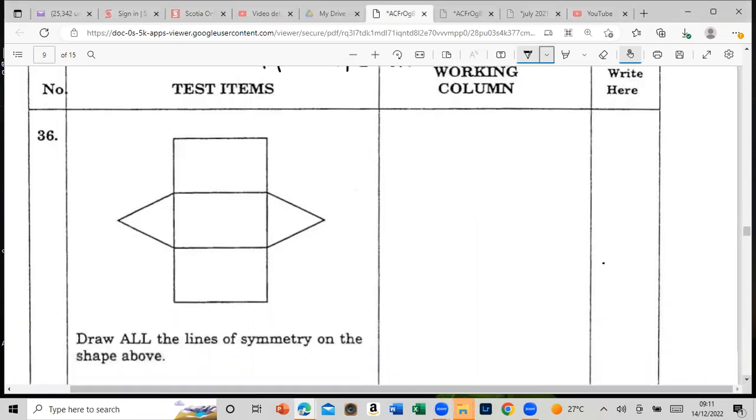It says now, draw all the lines of symmetry on the shape above. So lines of symmetry mean you're going to cut the shape or figure in two exact halves, so when you fold it, they fold exactly on each other. I'm going to try my very best to draw it.